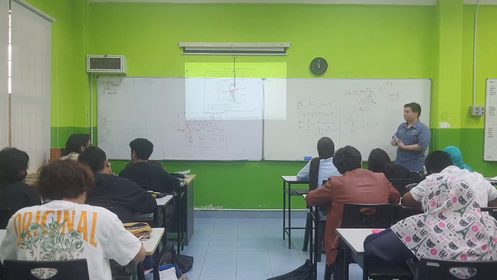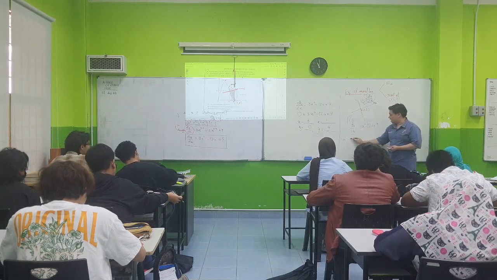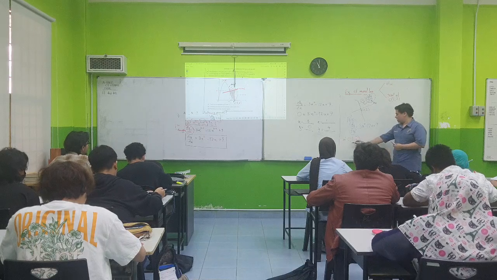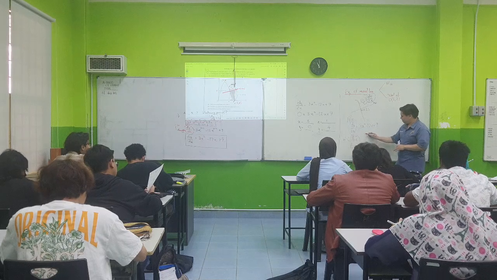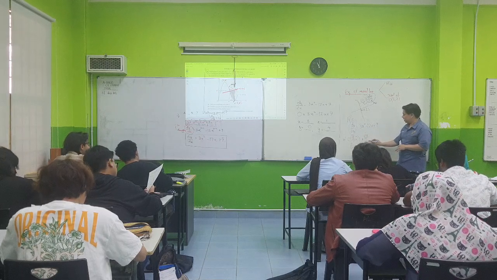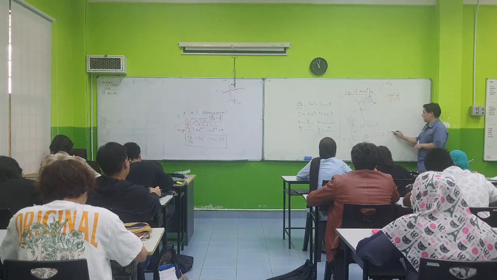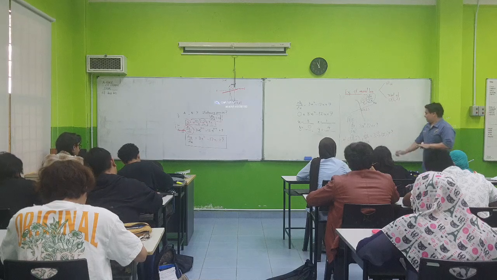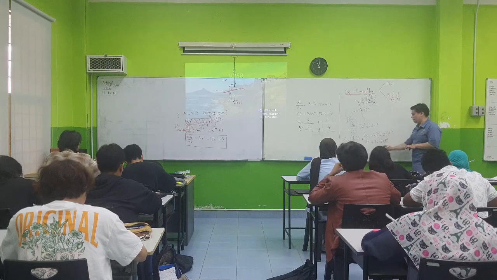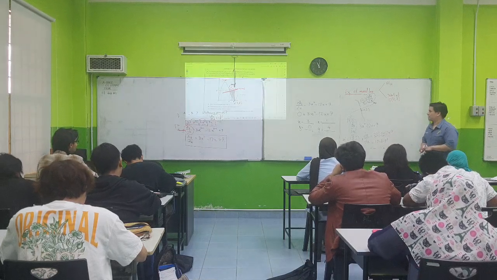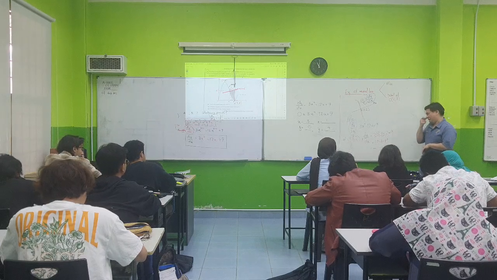You need to know the gradient at which point? At C, where x is basically 2. Put it in. Your dy/dx will be 3 times 2 squared minus 12 times 2 plus 9. Is it difficult now? 12 minus 24 plus 9. How much? Negative 3.